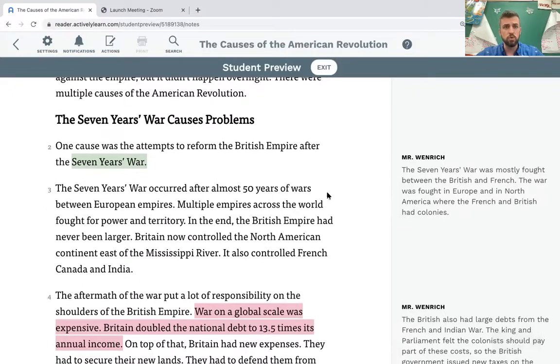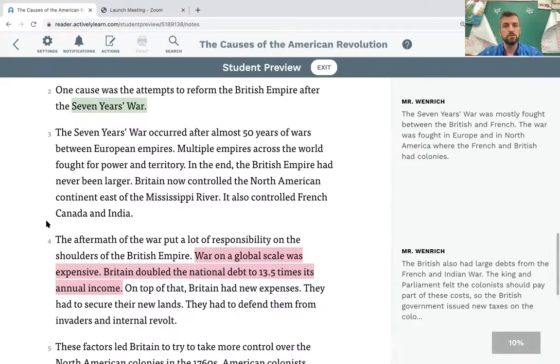The Seven Years' War causes problems. One cause was the attempts to reform the British Empire after the Seven Years' War. The Seven Years' War occurred after almost 500 years of wars between European empires. Multiple empires across the world fought for power and territory. In the end, the British Empire had never been larger. Britain now controlled the North American continent east of the Mississippi River. It also controlled French Canada and India.